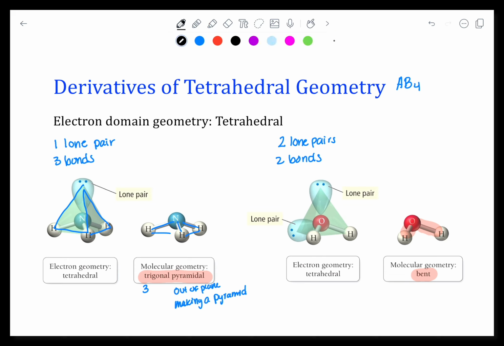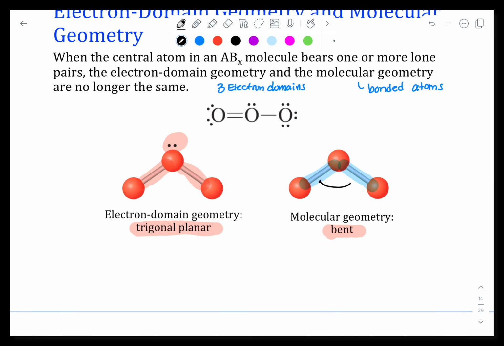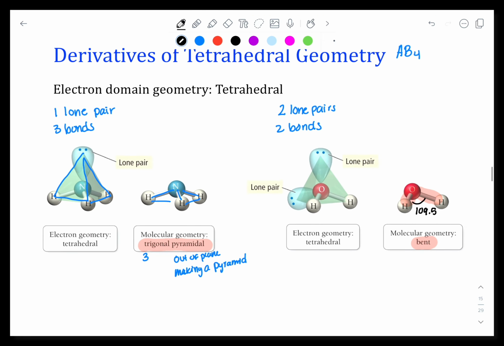We differentiate them because this bond angle is 109.5. So they're still keeping a similar bond angle to their original electron domain geometry. So that's how we can tell the difference between our bents. Our bent up here has an angle of 120 degrees. So when we have 2 lone pairs and 2 bonds, that's going to be a bent geometry. It still looks like a bent molecule.